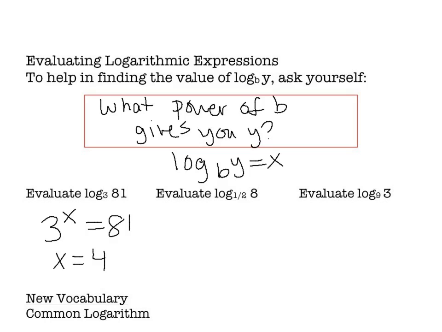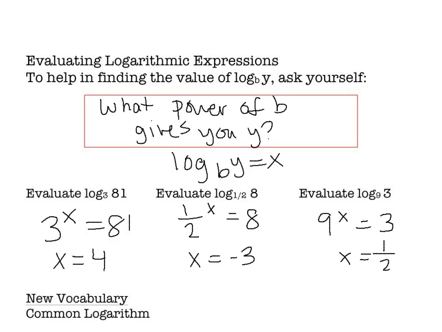This one might be a little bit less straightforward, but it's the same question. What power of b, 1/2, gives us y, or 8? 1/2 to the negative 3rd power is equal to 8. And finally, we would be saying what power of 9 gives us 3? And 9 to the 1/2 power is equal to 3.